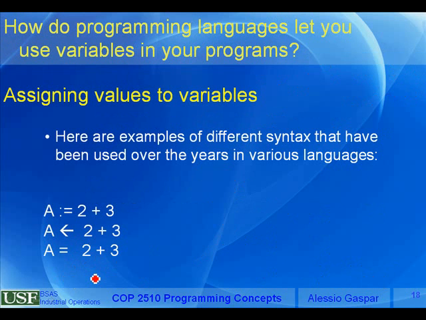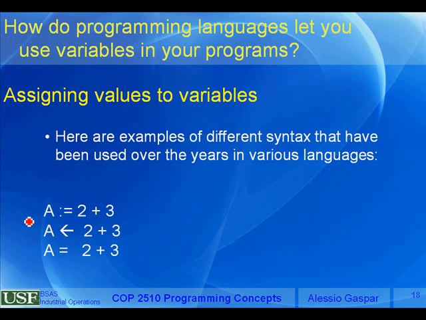So now that we know the purpose of variables, how does a programming language, and once again I'm talking really generally here, any programming language, let you use variables in your program? What can we do with them? The first thing we can do with variables, of course, is assign values to them. If they are meant to store values, we need a syntactical way in a programming language to express that we want to store this value inside of this variable.